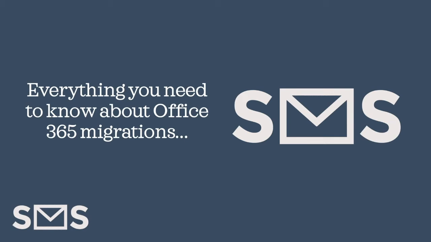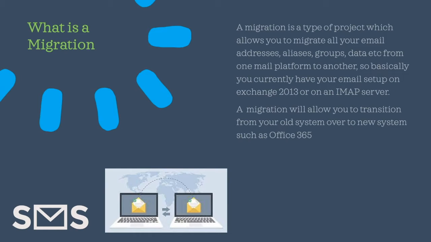So basically today we're going to be discussing everything you need to know about Office 365 migrations. This is where we can move you from one platform to Office 365. One of the questions a lot of people ask is, what is a migration? Well, a migration is a type of project which allows you to migrate your existing email account, say from Exchange 2013 or an older version like Exchange 2010, or from an IMAP server, say a web server that you've got basic email on, and it allows you to migrate that mail and the contents of the data you have from that system over to a service such as Office 365.